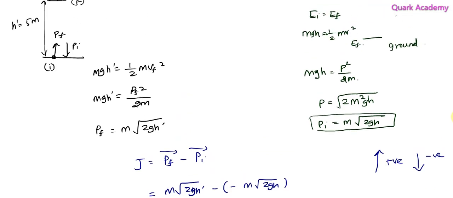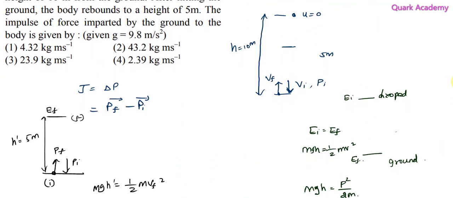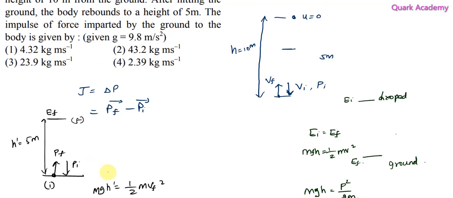So the most important part of this question is how do you consider the initial and final momentum to find the impulse? Initial momentum should be the momentum of the object just before hitting the ground. Final momentum is just after hitting the ground. If you take care of that, then the remaining things are simple.